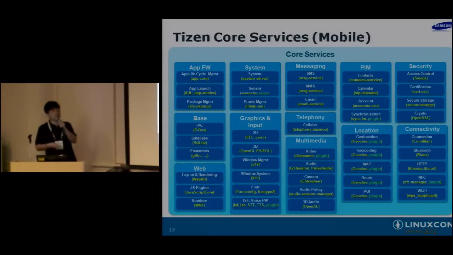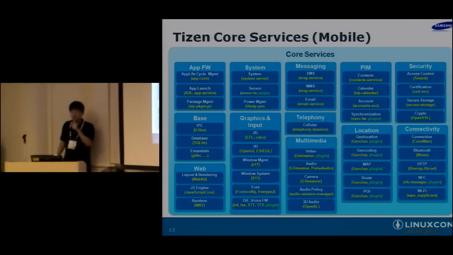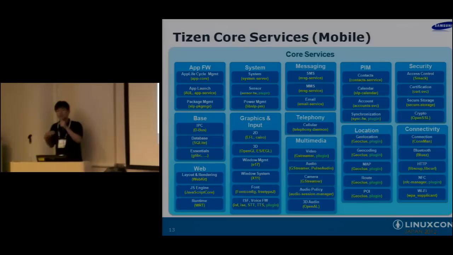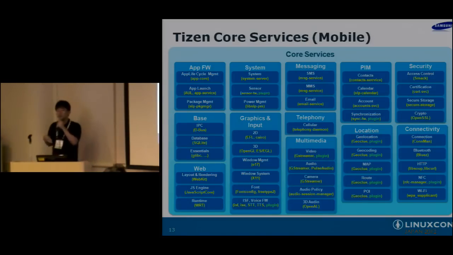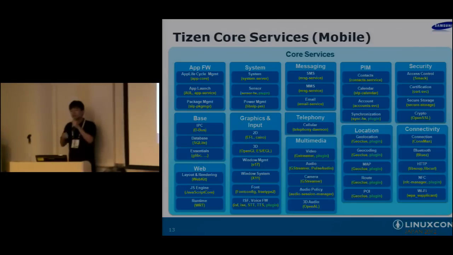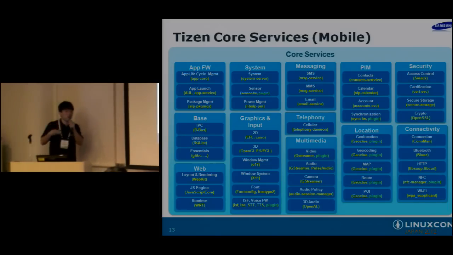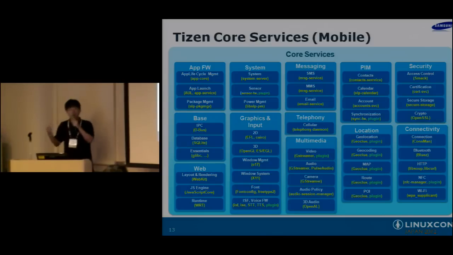So we have the SLP package manager here, and the base service includes IPC mechanisms like D-Bus or some other libraries here, and a database where you store your data, for example SQLite, is here, and other essential libraries are there. I won't explain all the details in this slide. I will explain more later. So you can look at what kind of core services are here.